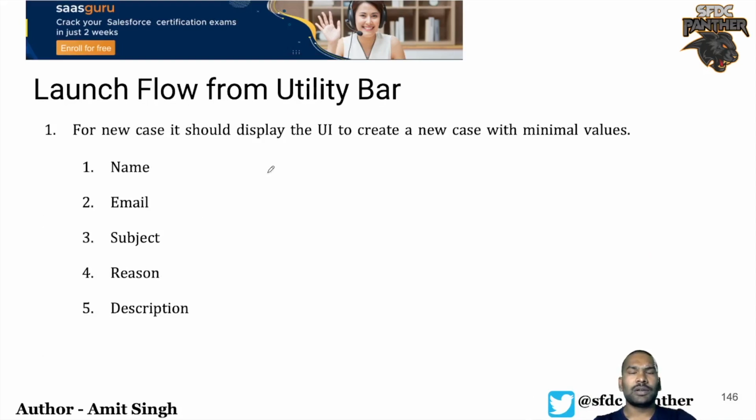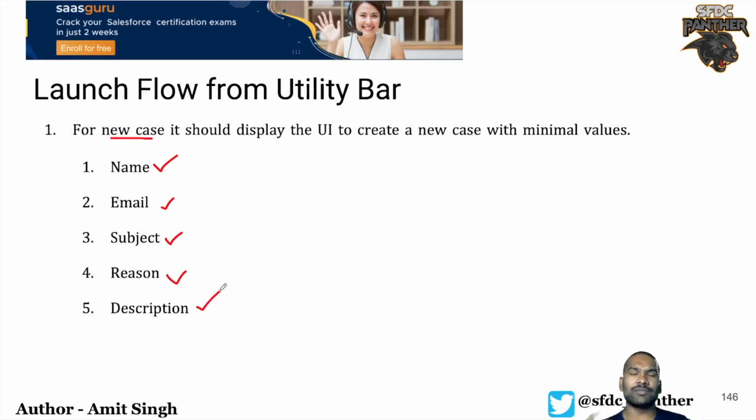Now, when they select that they want to create a new case, we need to provide the UI with the following information: the customer name, their email, the subject, reason and description. These are the five fields that we are going to display. For the existing case option, we have already discussed that we need to give a screen to input the case number.